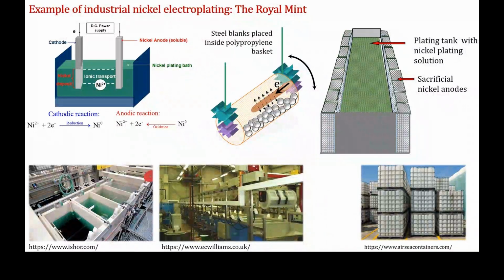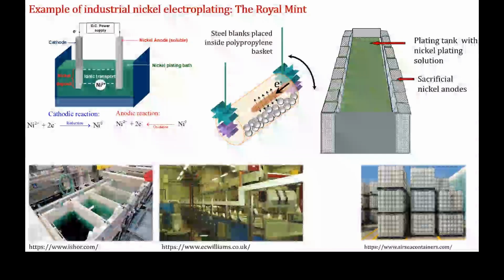The idea is that the reduction and oxidation rates are balanced, so that the plating bath essentially remains chemically constant in terms of its composition indefinitely. But of course, that's not quite how it works, and we'll come on to that. But I just want to tell you how electroplating of coins works, because I went to the Royal Mint at the start of this PhD project, and it was really, really interesting.